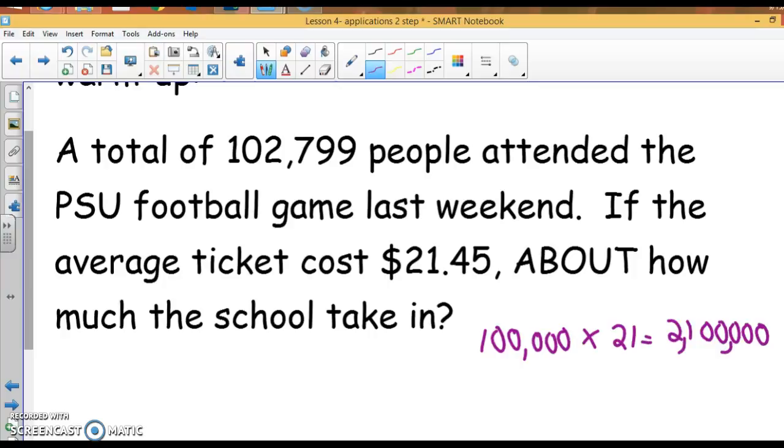And you could estimate a little bit differently than me. Like you could have rounded that to 102, you could have rounded that to 20. But as long as you show your work, it'll be a decent estimate.